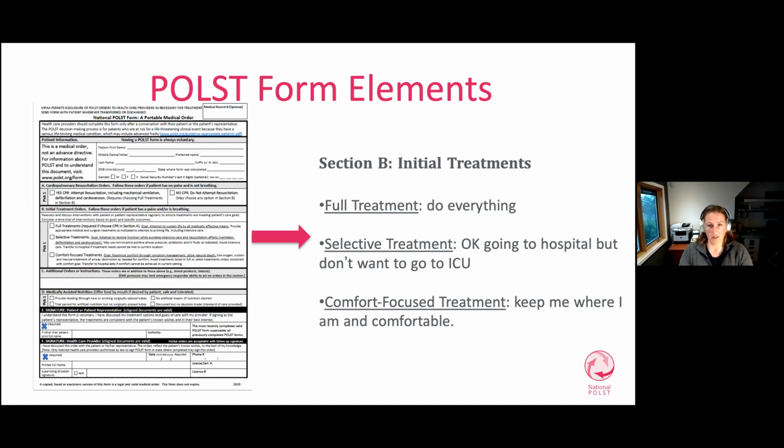So if CPR isn't the issue, but you still have a medical emergency, what's next? Full treatment means you want to go to the hospital, you're fine going to the intensive care unit, basically give me everything you've got. Selective treatment means you're okay going to the hospital, but you really don't want to be in the intensive care unit. And comfort-focused treatment means keep me where I am, make me comfortable. So this tells EMS basically whether or not they should transport you to the hospital.